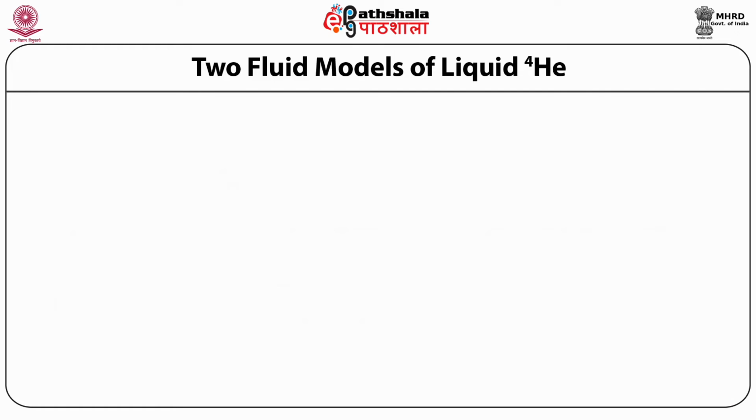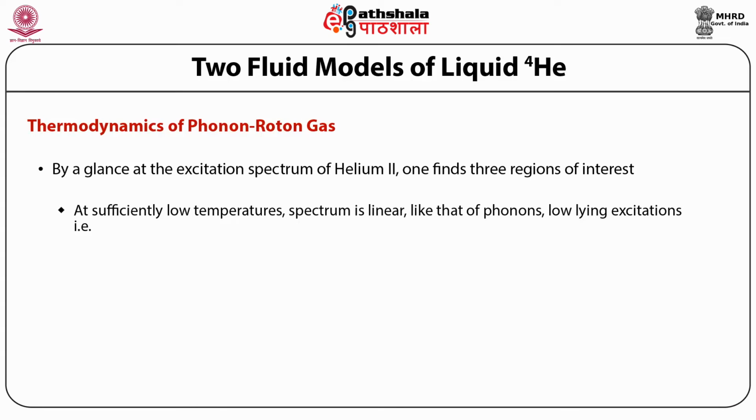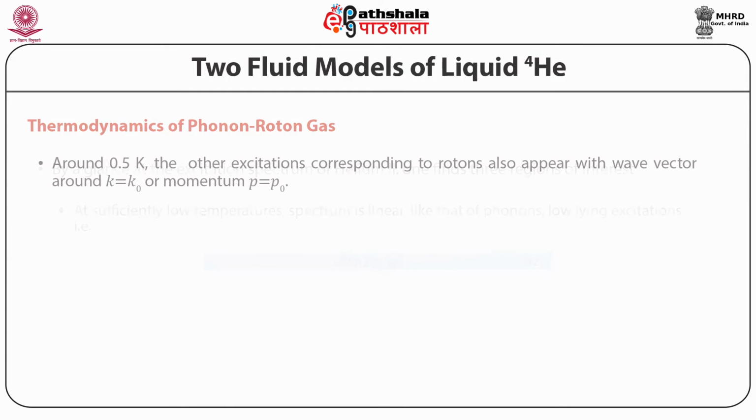Now let us try to have a look at the thermodynamics of the phonon-roton gas. By a glance at the excitation spectrum of helium-2, one finds three regions of interest. At sufficiently low temperature, the spectrum is linear like that of phonons, low-lying excitations, that is Ep is equal to cp. Around 0.5 K, the other excitations corresponding to rotons also appear with wave vector around k is equal to k0 or momentum p is equal to p0.